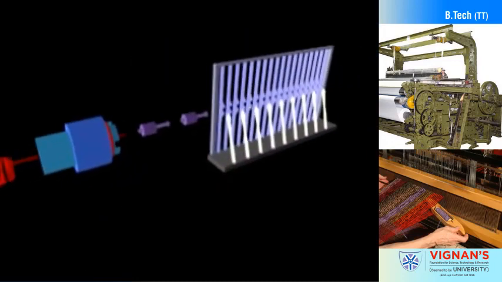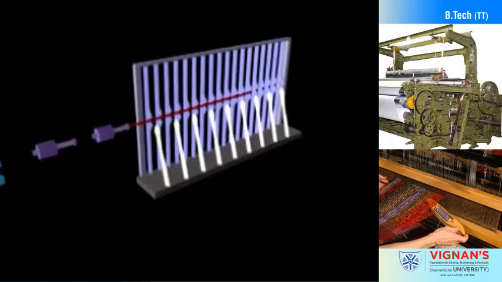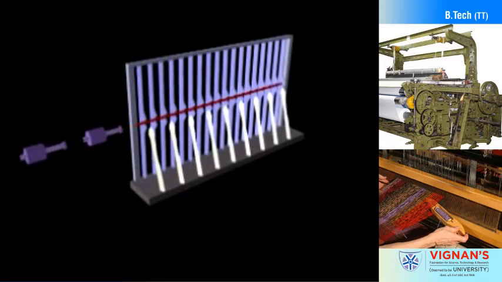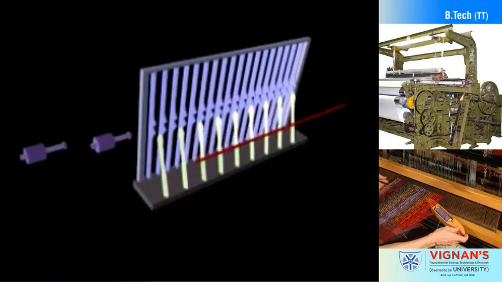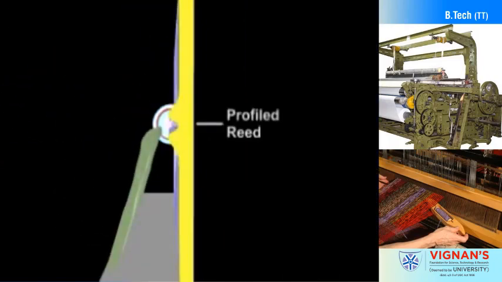Air jet filling insertion uses a stream of high-pressure air to insert the filling yarn into the warp shed. This is the fastest conventional method of weaving. Air jet looms consistently reach production speeds of up to 1,000 to 1,200 picks per minute on single-width fabrics. Air jet looms require very expensive profiled reeds to channel the air and yarn across the shed.